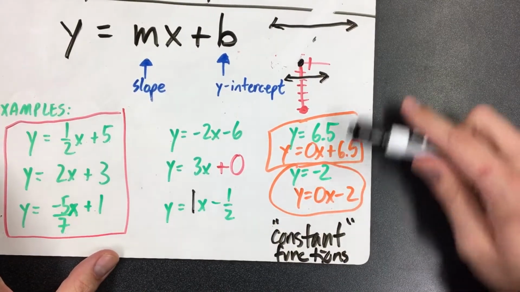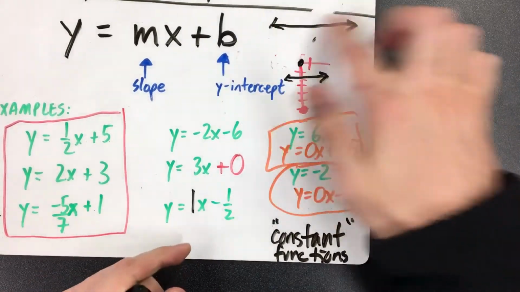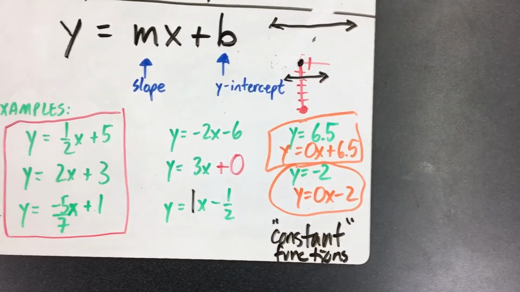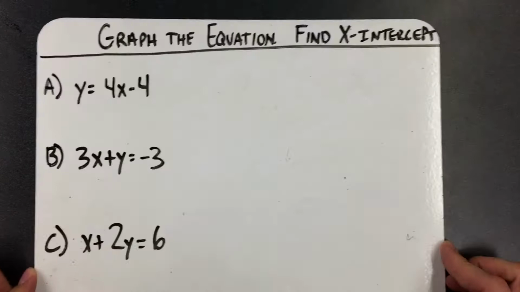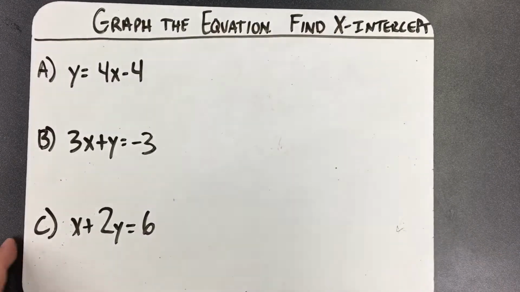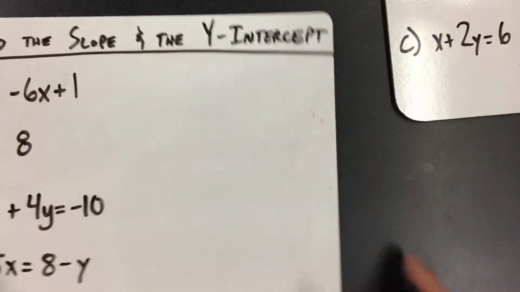A constant function in this scenario is something that is a horizontal line. It does not have any slope. The slope is 0. Okay, enough of that. Let's see what the questions will actually look like. All right, here's what your questions are actually going to look like. Let me do this one first.